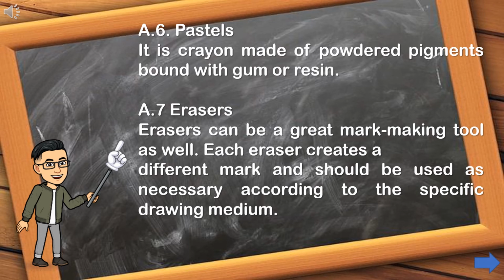Sixth type of dry media is pastels. It is a crayon made of powdered pigments bound with gum or resin. Seventh type of dry media is erasers. Erasers can be a great mark-making tool as well. Each eraser creates a different mark and should be used as necessary according to the specific drawing medium.